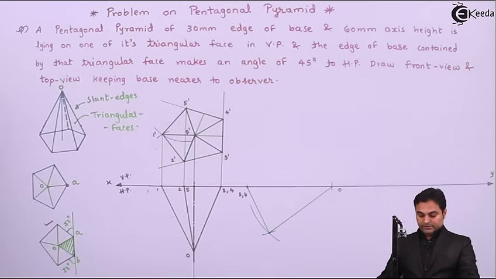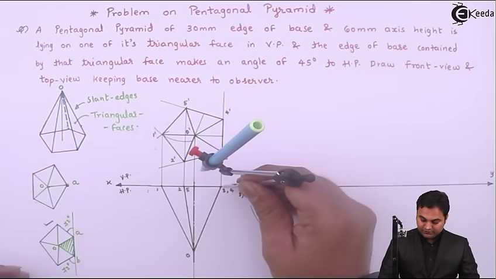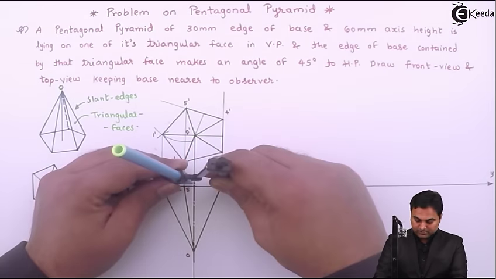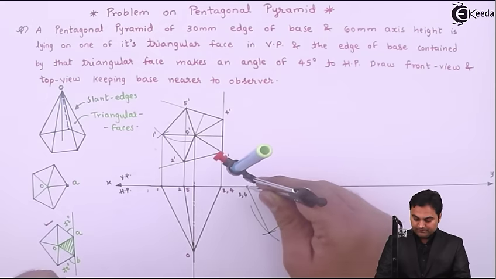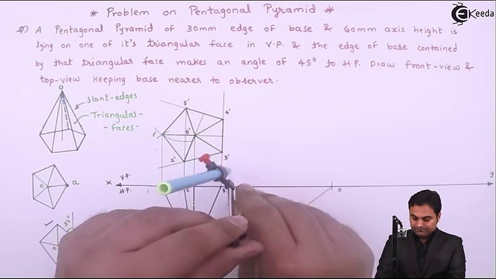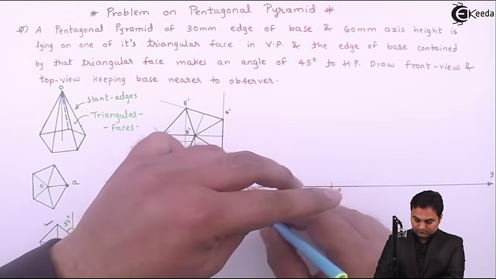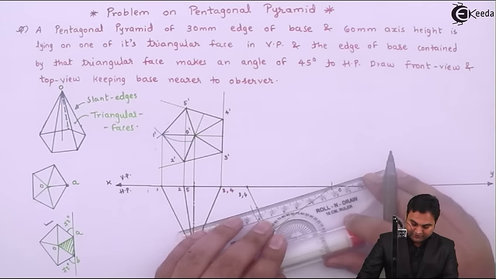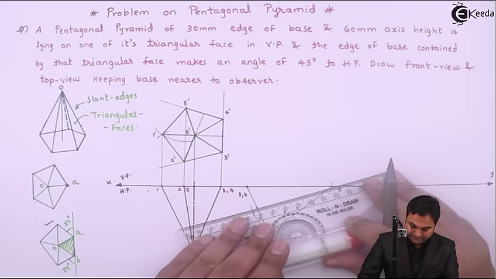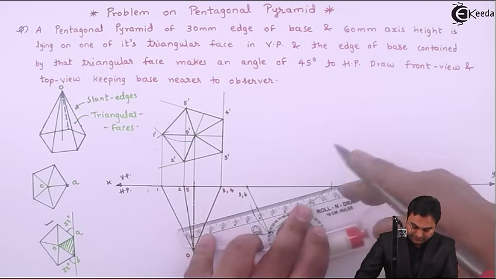Next, I'll have to mark 2 to 5 and the apex, that is the center line over that. For that, I'll measure the distance from 3 to 4 up to the center line, that is the axis of the pentagonal pyramid, keeping it on 3 to 4. Joining it with the apex will give me the center line or axis of the pentagonal pyramid.